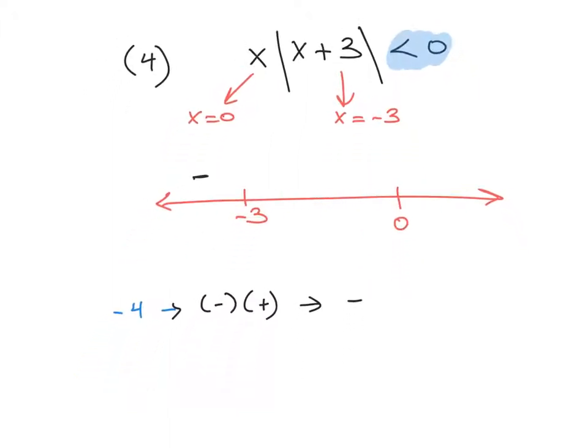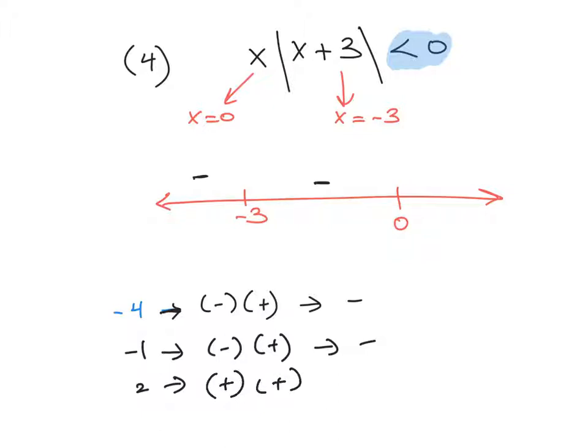Take a number between -3 and 0, let's say -1, and let's try it. If x is negative, the absolute value will always be positive, so negative times positive, that's negative. Take a number above 0, for example 2, so that's going to give me positive. The absolute value is always positive, so positive times positive is positive. Now remember, I do not need the roots, so remember to put open circles at the x-intercepts.